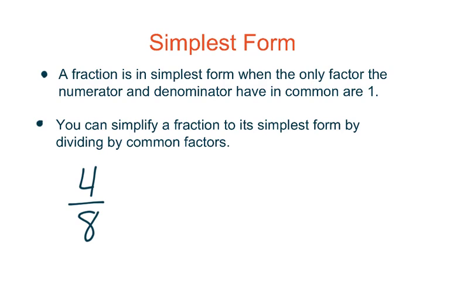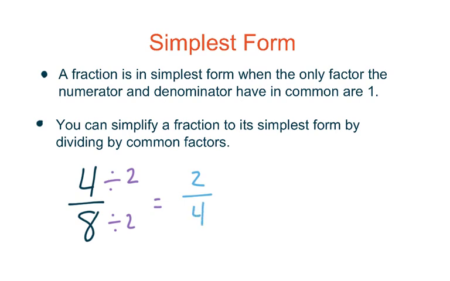So let's take a look at these numbers here that we have. We have the number 4 and 8 in our fraction 4/8. Both of these numbers are even, so both of them are going to have factors of 2. So we can divide both 4 and 8 by 2 to simplify this. So let's go ahead and do that. Now when I divide 4 divided by 2, I get 2, and then 8 divided by 2 gets me 4.